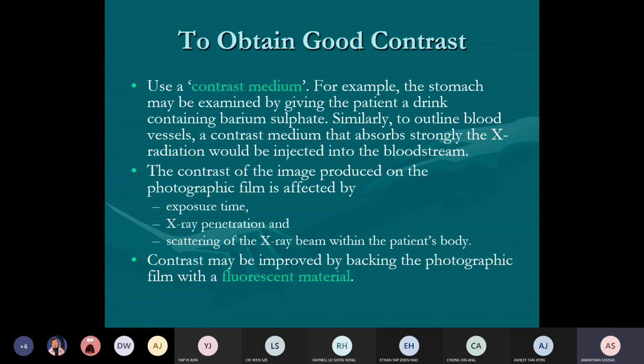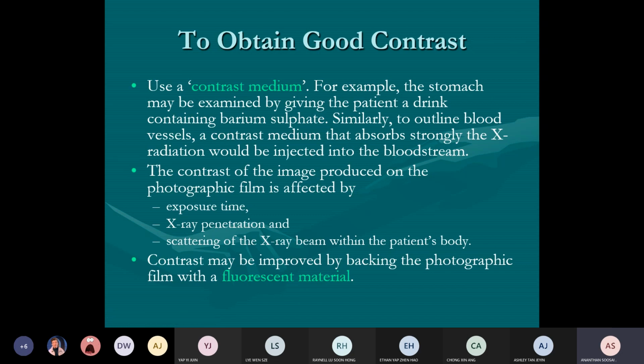But this is very rare. The first method they use is they ask you to inject your body with a contrast medium. If they especially want to see the stomach, they give the patient a drink containing barium sulfate. It can outline the blood vessels. So the X-ray will be absorbed, and it can give a good contrast to the blood vessels. So contrast medium is used to improve contrast.